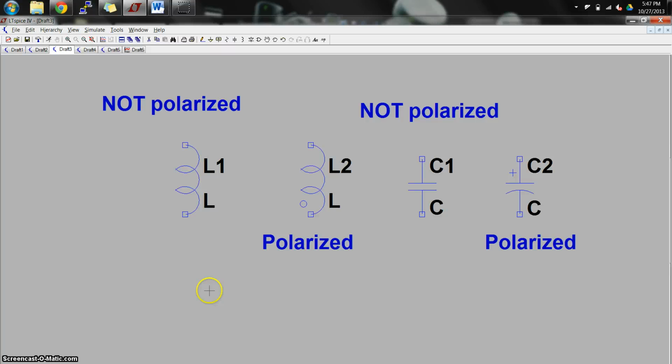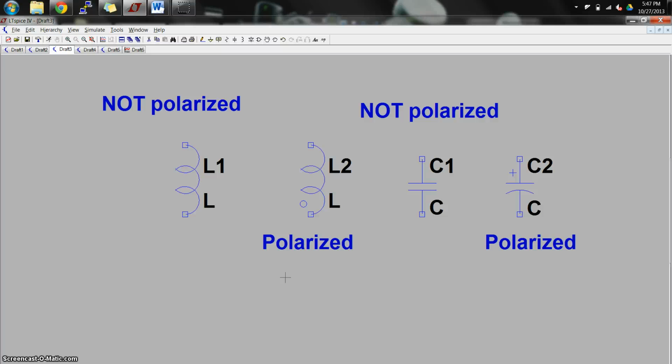Okay, so inductors. This is a circuit schematic for an inductor. It's basically a wire wound around a coil. That's all it really is in real life as well. An inductor like this is not polarized, and an inductor that looks like this is polarized from a circuit schematic standpoint. Notice the only difference here is this little dot, and it has to do with coupling, which you aren't expected to know about.